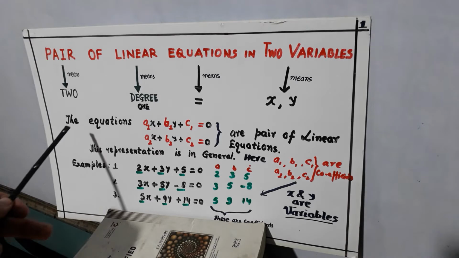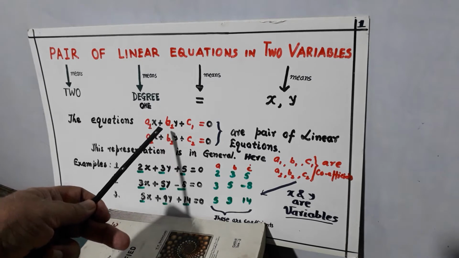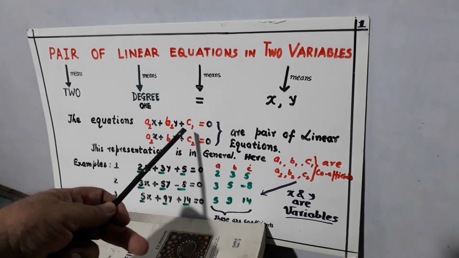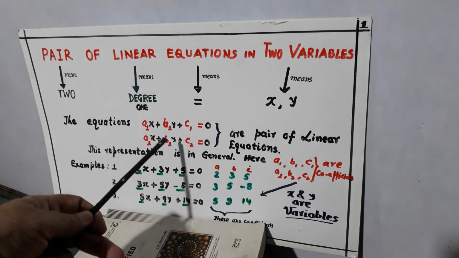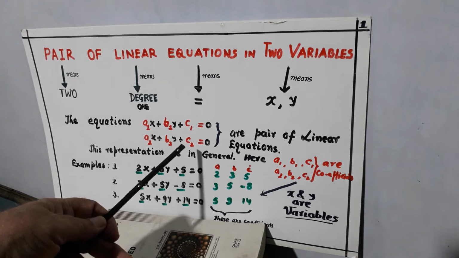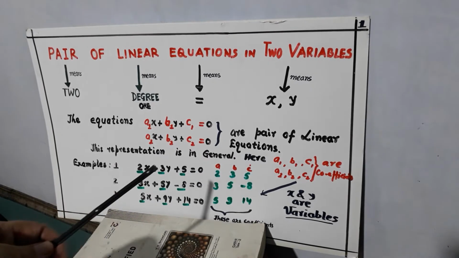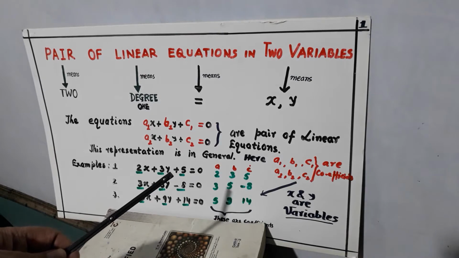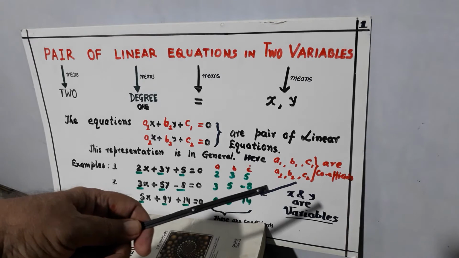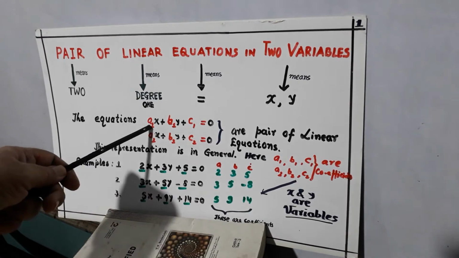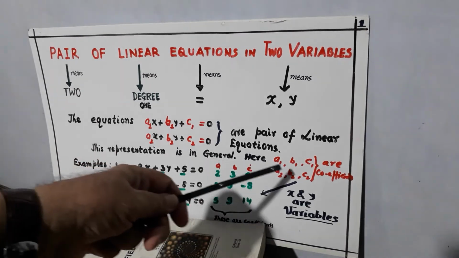Now look here, the equations a1x plus b1y plus c1 equal to 0, and the second equation a2x plus b2y plus c2 equal to 0 are a pair of linear equations in general form. This representation is in general form. Here a1, b1, c1, a2, b2, c2 are the coefficients.